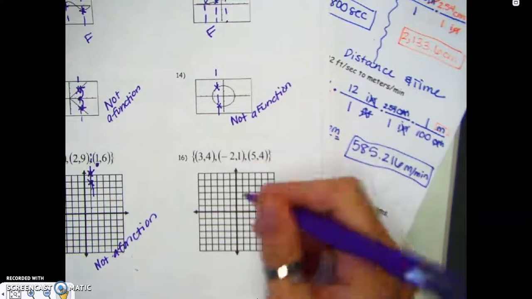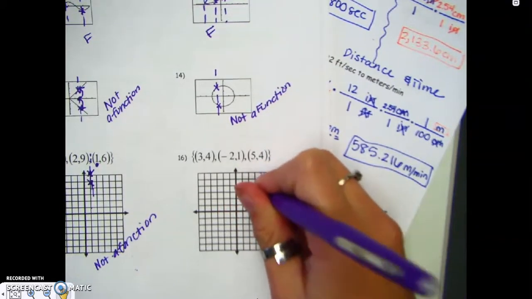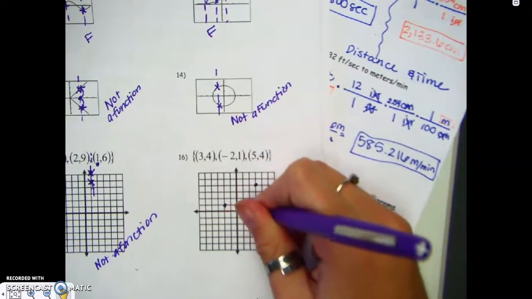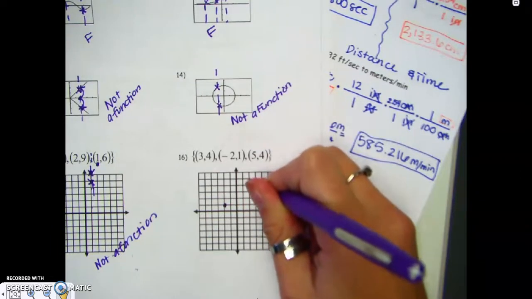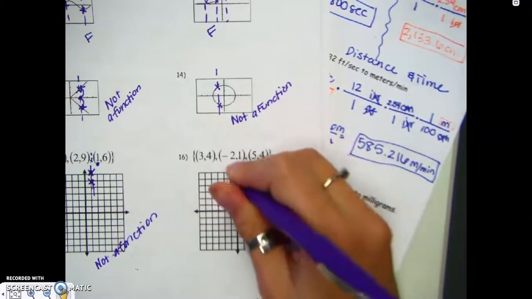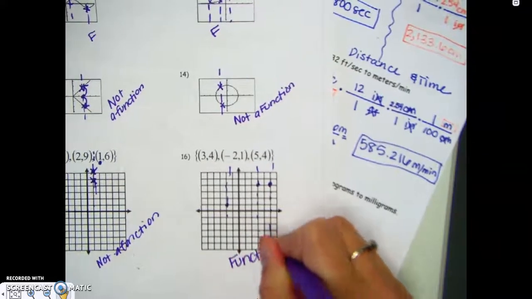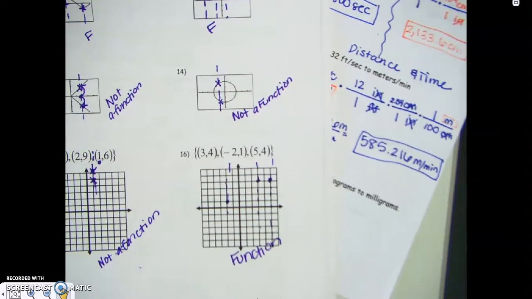So then again, we can look here. So I have 3, 4, -2 and 1, and 5, 4. And I can draw a vertical line through any of those points and it will not hit another point, so this one is a function. So those are just a couple more examples of how you can tell if a graph is a function or not using the vertical line test. So 3.1 practice is just identifying if something is a function or not.